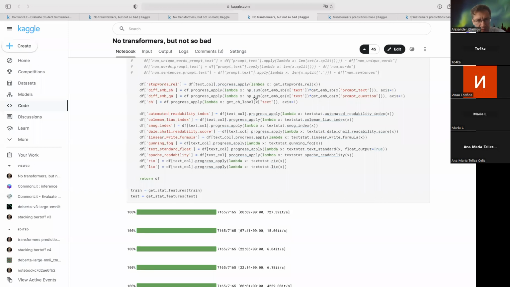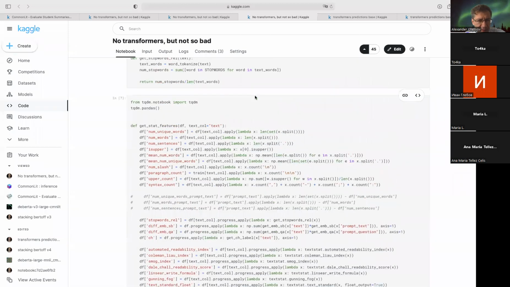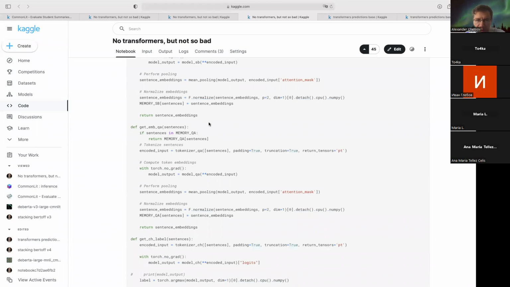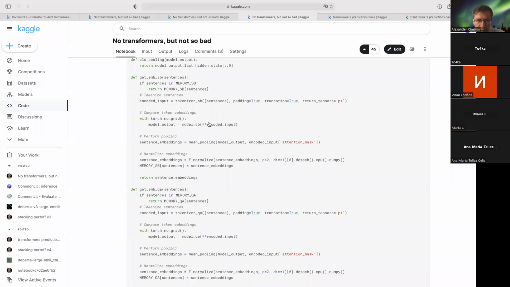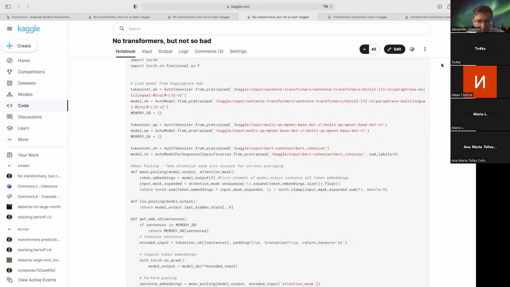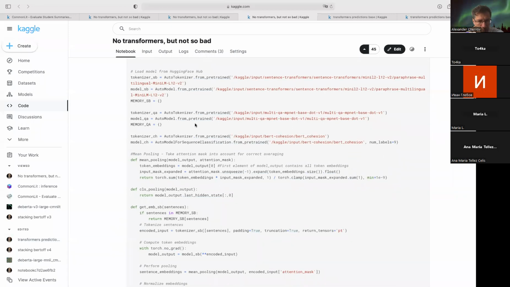At some point you said that you use these Hugging Face models and do transfer learning, where you additionally train these models for the particular task. No, in this notebook there are no transformers trained. I didn't train transformers. I just use pre-trained models from Hugging Face, from sentence transformers. I used two models: the well-known all-MiniLM-L12-v2 for paraphrase, and also QA MPNet. This model was trained in sentence transformers on questions and answers.